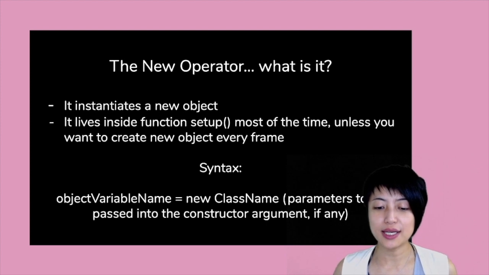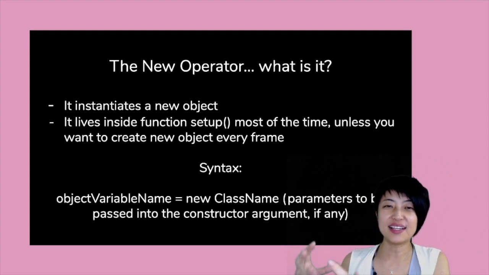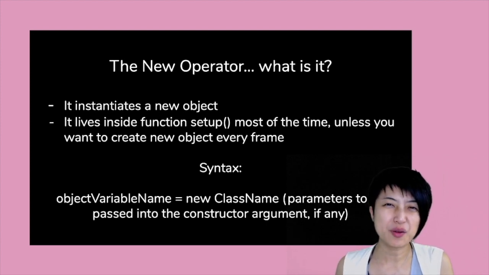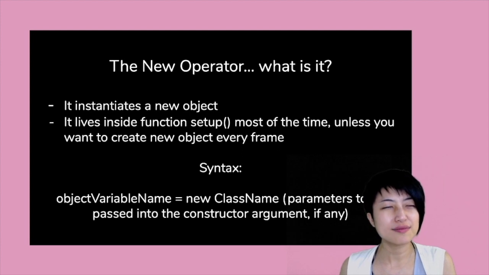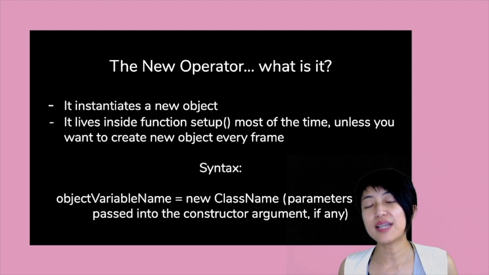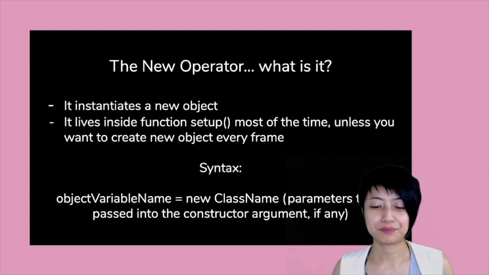So what we see is that it lives inside of function setup most of the time. If you put it inside a function draw, you're gonna create a new object every single frame, which is actually gonna be pretty taxing to the program. Occasionally you want to do that, but most of the time you don't want to. So most of the time you want to instantiate a new object in the setup.